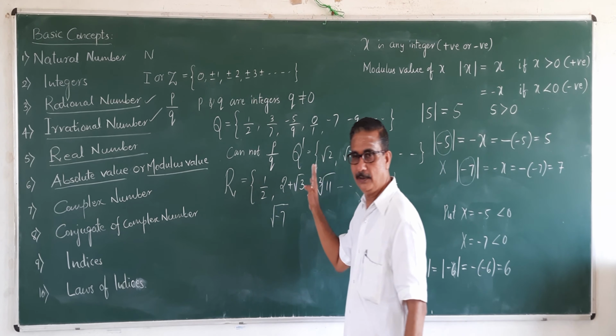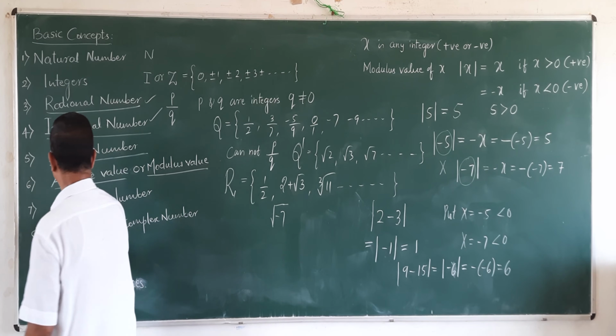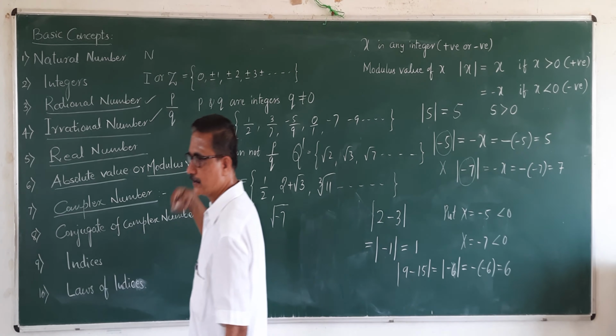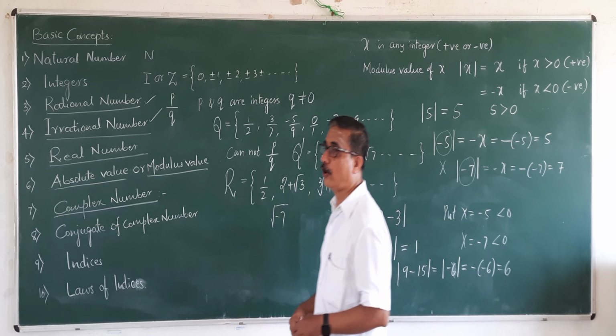You must have got the idea, the absolute value must be clear. Okay, fine. Next one is complex number. This topic comes next in detail. Just to remember the definition. So define complex number.